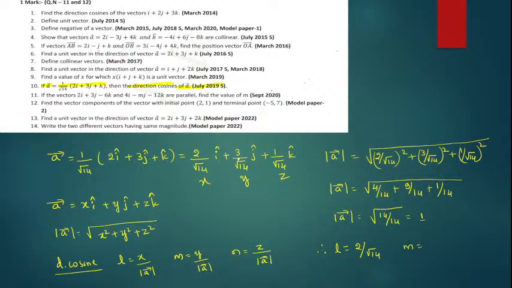M is also the same, 3 divided by root 14. And the N value will be z divided by the magnitude of A. Here the z value is 1 by root 14 divided by 1, which means nothing makes sense, so we can directly write 1 divided by root 14. So these are the direction cosines of your given vector. In the exam you have to write this down simply, because it is a 1 mark question. I have written all these things just for your convenience.